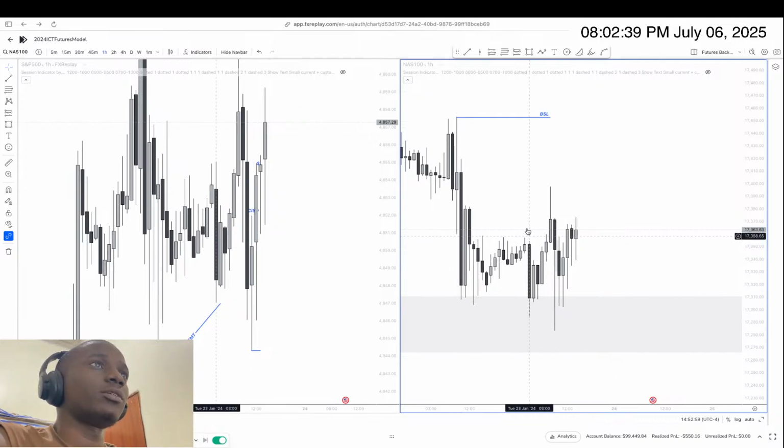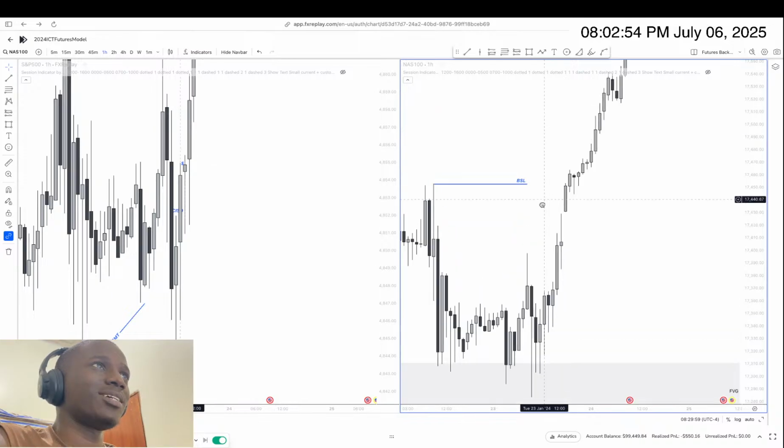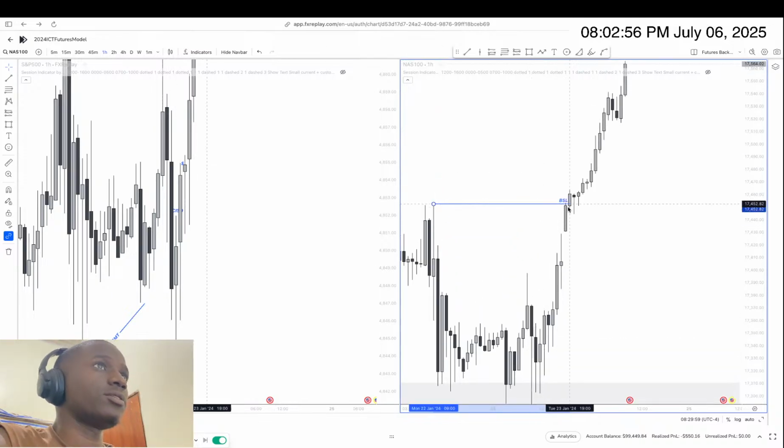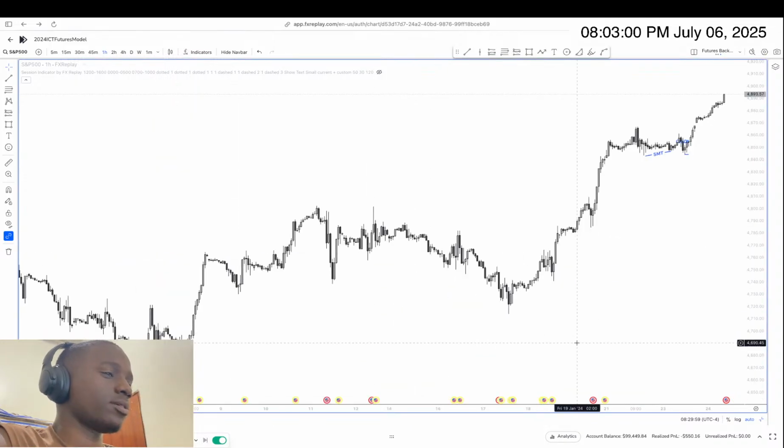Nice reaction to PDRA, and we're obviously gonna be bullish. Let's see what happens on this day. So price flew overnight, took out a buy side level here. So I think we're again at all-time highs.